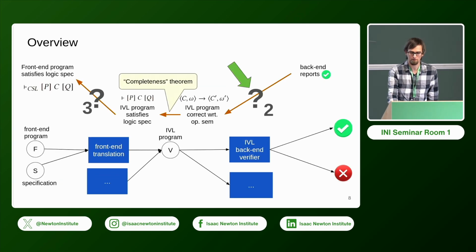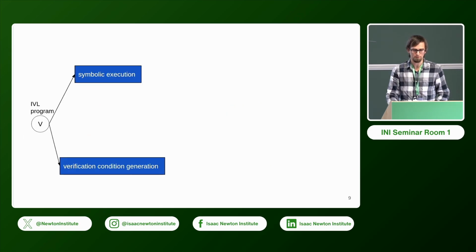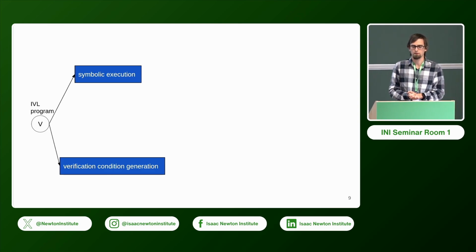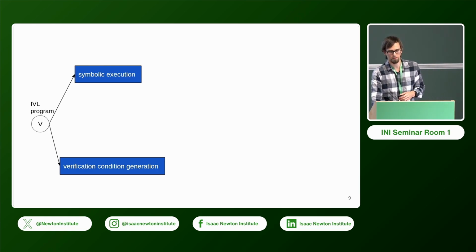Yeah. Okay, then let's continue. Let's now look at the second part of how we can connect our IVL program to the backends. And here let's say, okay, two standard algorithms for a verifier are symbolic execution or verification condition generation.